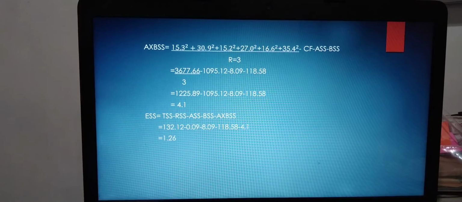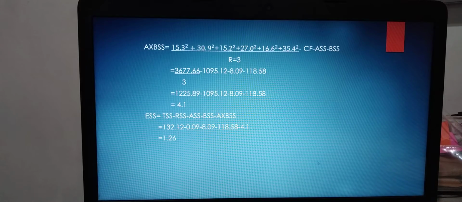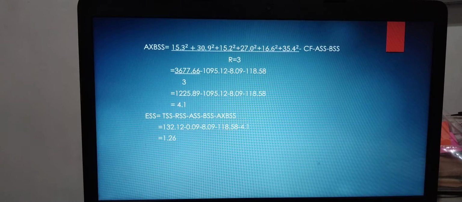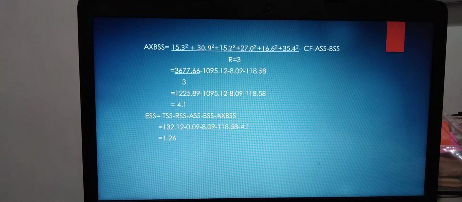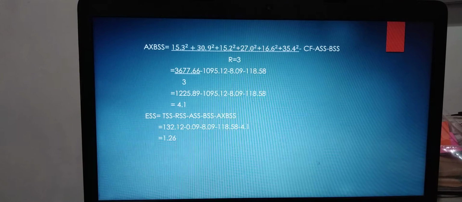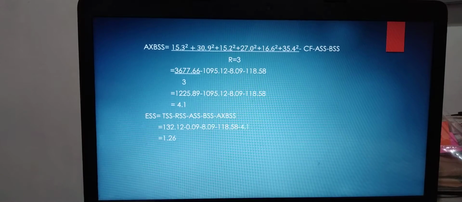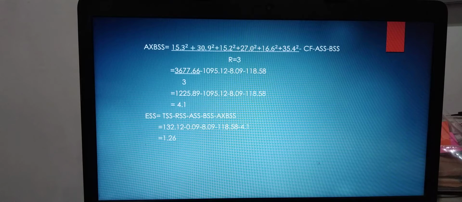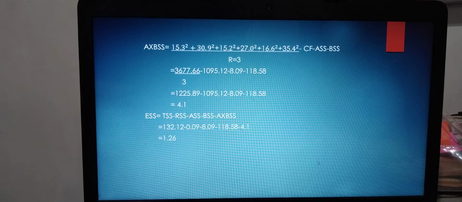And we have our A times B, from our previous table, which is 15.3 squared plus 30.9 squared plus 15.2 squared plus 27.0 squared plus 16.6 squared and 35.4 squared, over our replications, which is 3, minus our CF, minus SSA and SSB, and we had 3,677.66 divided by 3 minus 1,095.12 minus 8.09 minus 118.58, and we had 1,225.89 minus 1,095.12 minus 8.09 minus 118.58, and we had 4.1.